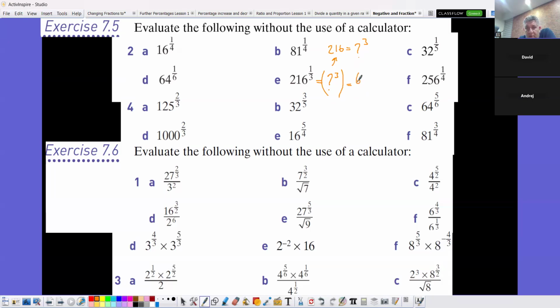This is going to be equal to 6 to the power of 3 to the power of 1/3, which is equal to 6 to the power of 1. That's equal to, or 3/3, you can say 6 to the power of 1. That's equal to 6. It has to be.